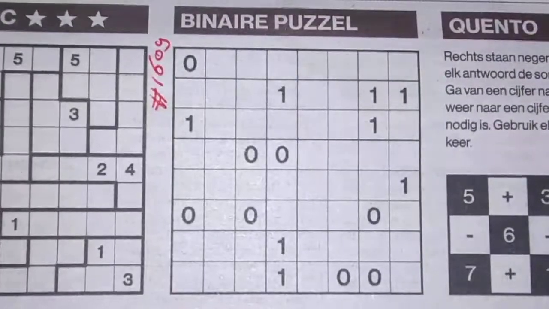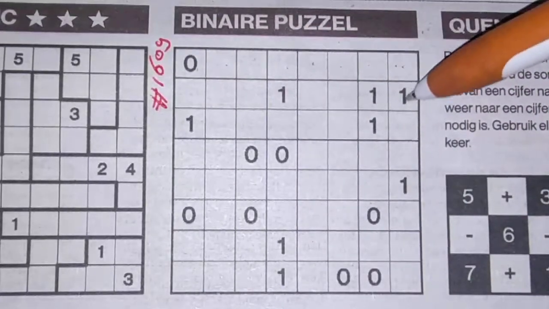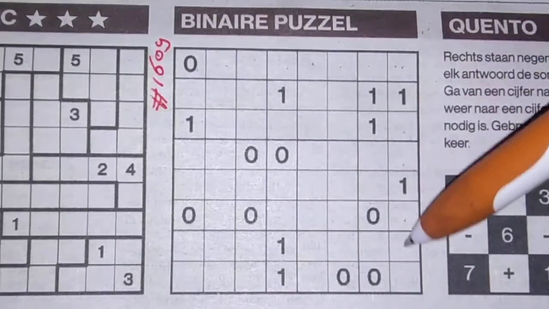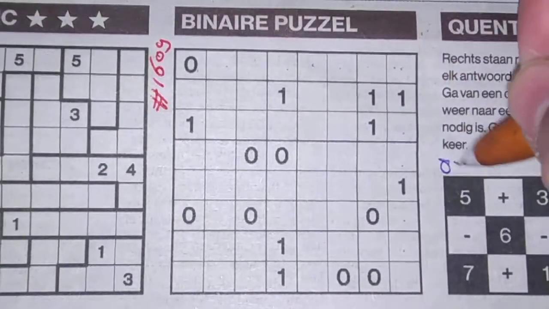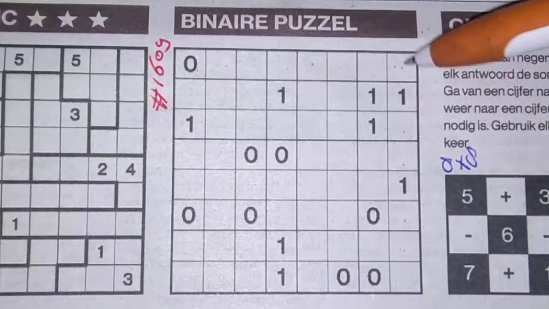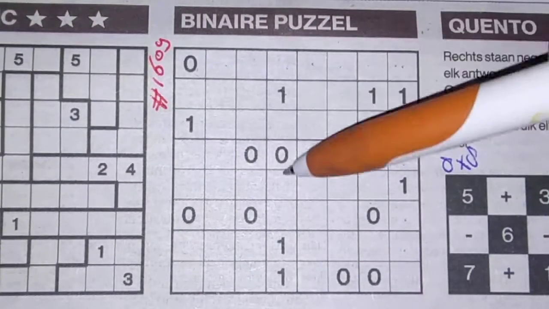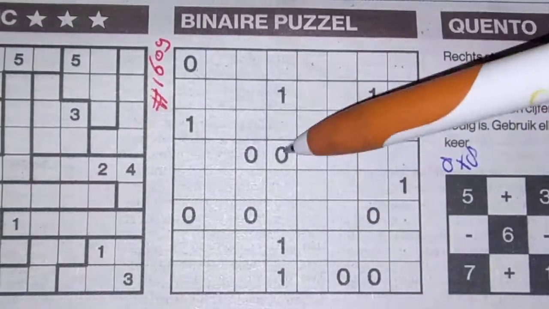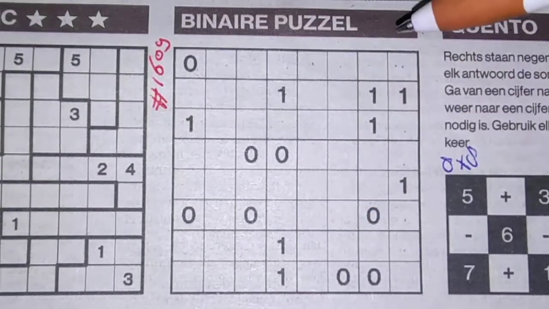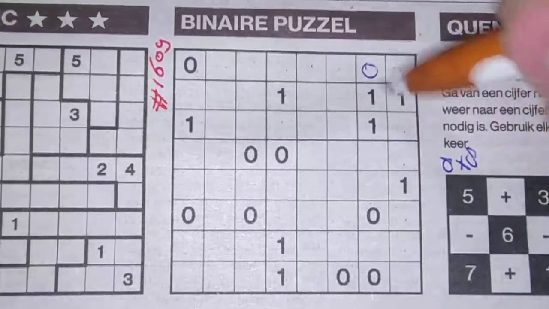Let me count. 1, 2, 3, 4, 5, 6, 7, 8. It's an 8 by 8 binary puzzle. That means in a row or in a column there are always 4 ones and 4 zeros. So let's get started. Double 1, here a 0, there a 0.